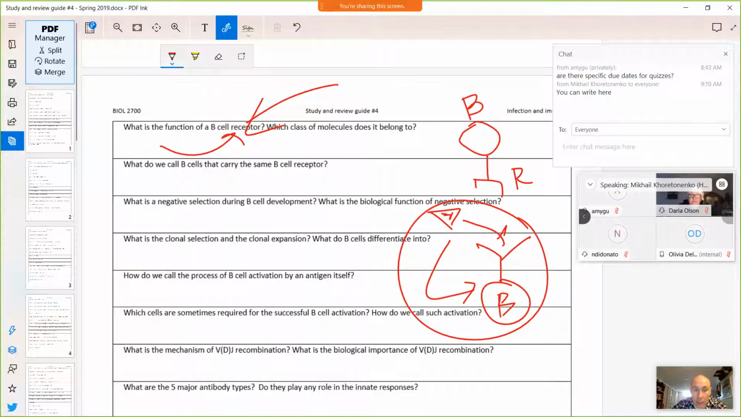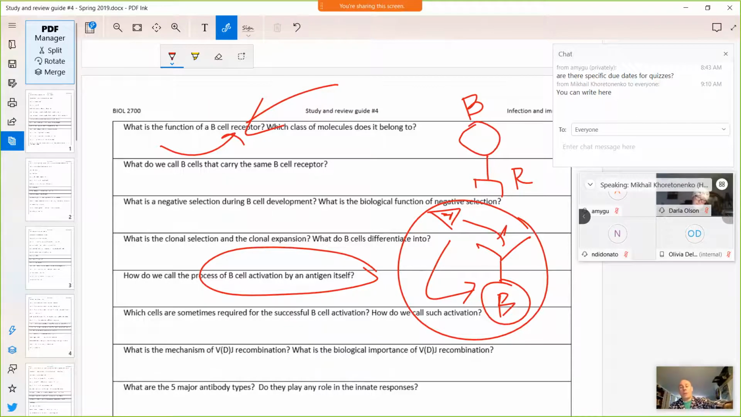That's a clonal selection. As the result of that clonal selection, B cells proliferate, so they become plenty, and they differentiate into memory B cells and plasma cells that produce antibodies. So sometimes B cell activation can happen by an antigen itself. It's called T cell independent activation. And sometimes T cells are required, then it's called T cell dependent activation.